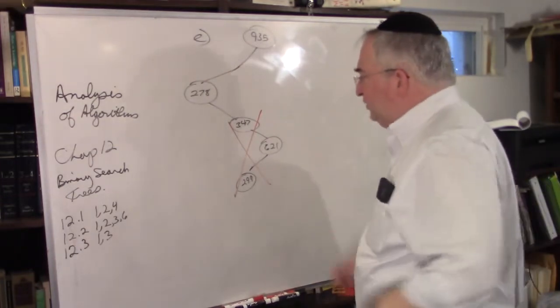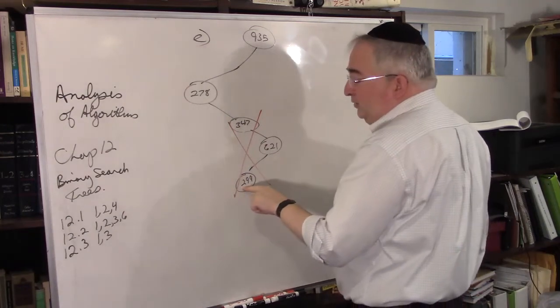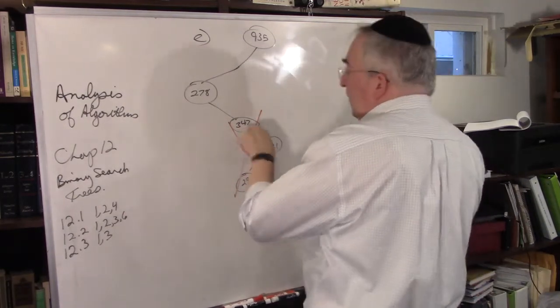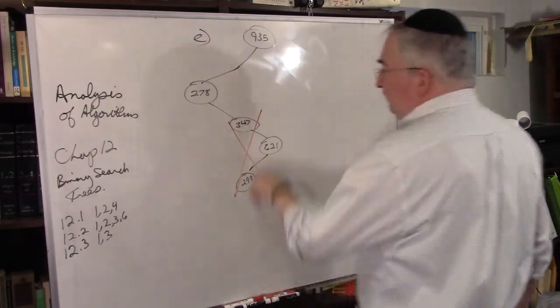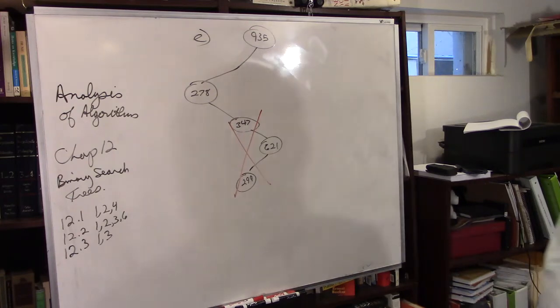Okay, so let's just go through this again. We went more than 347, and here we're trying to go less than 347. This 299 is not in the right tree of 347. So stop right there. Okay, that takes care of that.